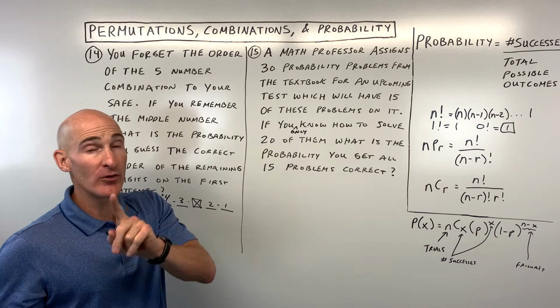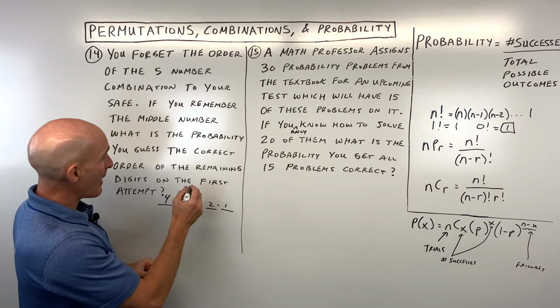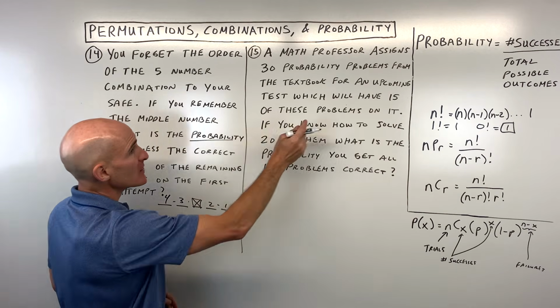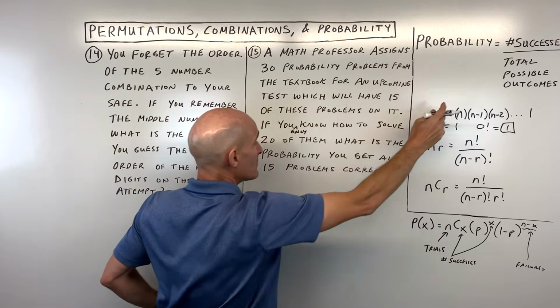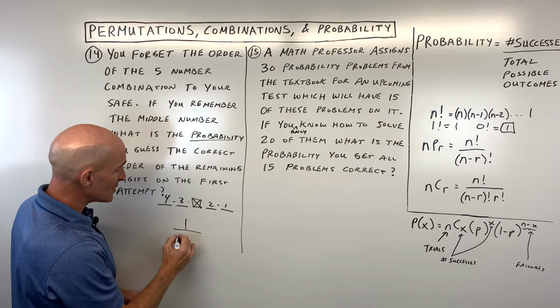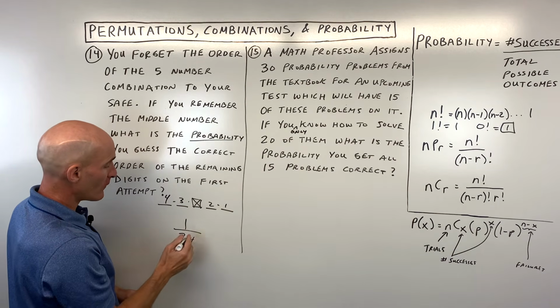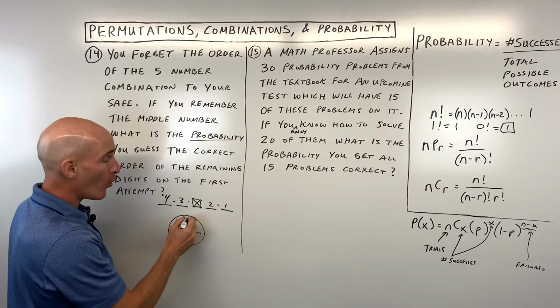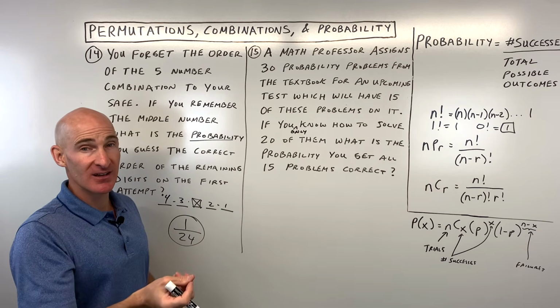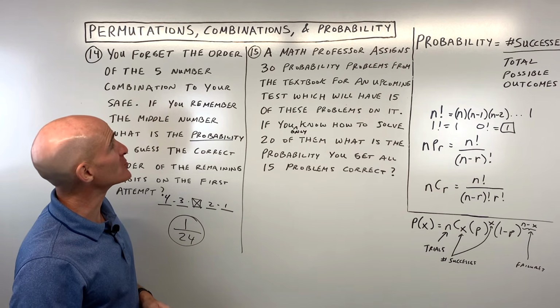But only one of those is correct, right? So when you think of probability, it's the number of successful outcomes over the total possible. So this is going to be 1 over 4 factorial, which is 24. So a 1/24th chance it's going to work before the alarm goes off, right?